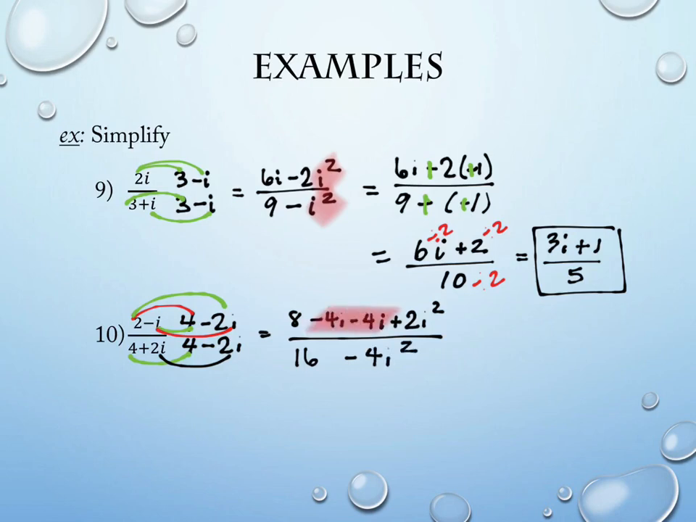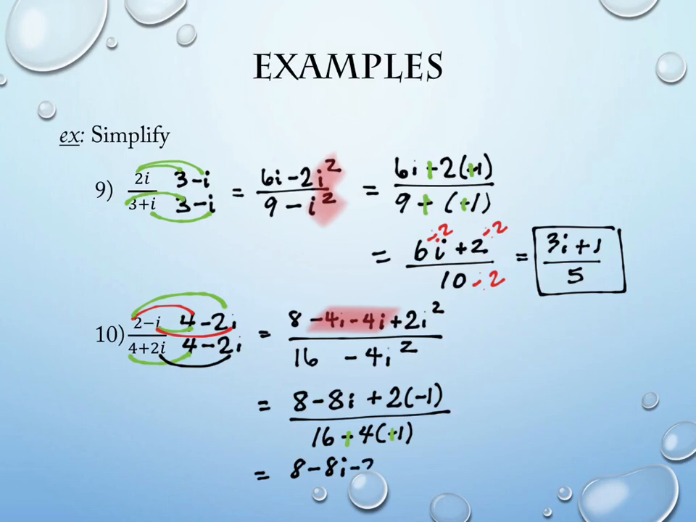All right, so the two on top that match in terms of the terms are -4i and -4i. So this is 8 minus 8i. And then I have an i squared on top and an i squared on bottom that will be replaced with -1. So I have plus 2 times -1. On the bottom, I have 16 minus 4 times -1. So on the bottom, I have minus a negative, which is positive. On the top, I have 8 minus 8i minus 2. On the bottom, I have 16 plus 4, which is 20.